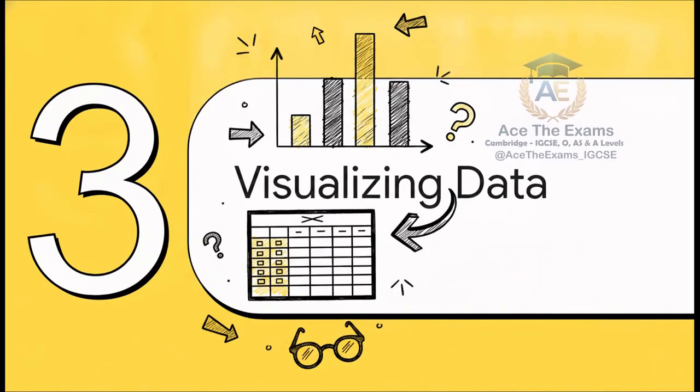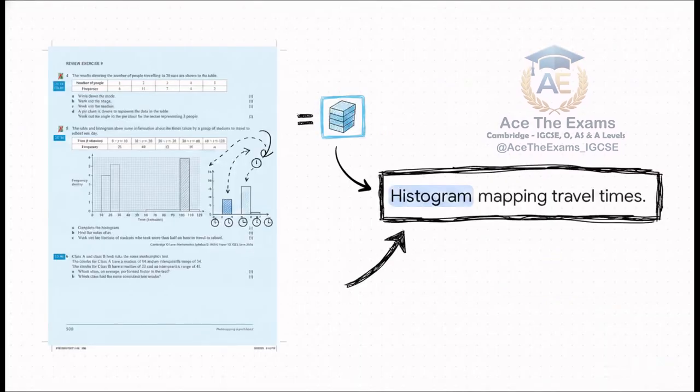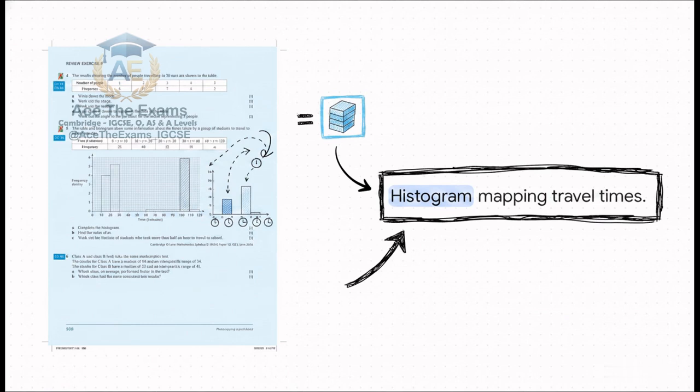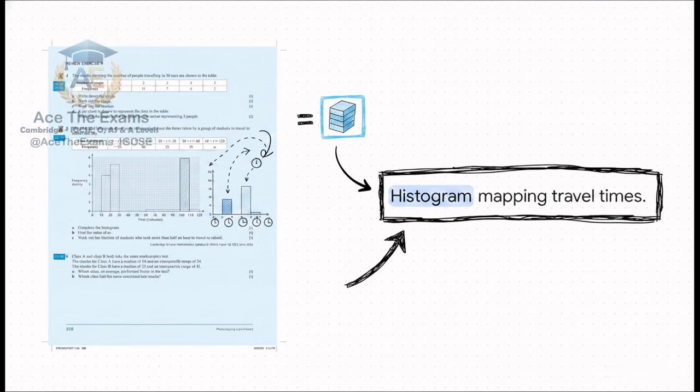Section 3. Visualizing data correctly. Turning numbers into a graph is powerful, but only if you know how to read the visual language. Look at this histogram showing travel times to school. Your brain immediately wants to look at the height of the bars, right? But notice how they're all different widths.